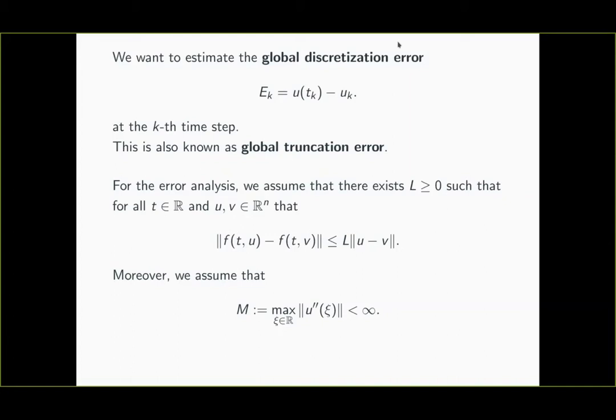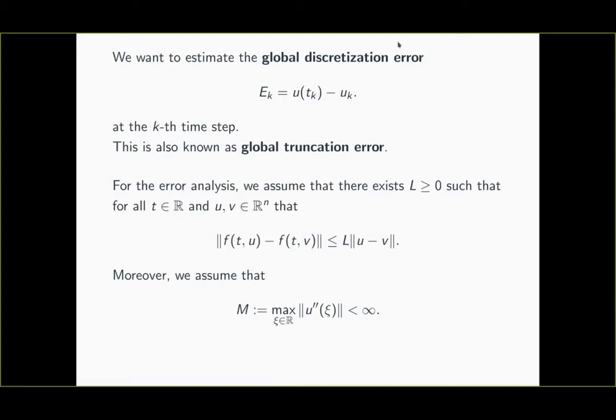I will continue calling it global discretization error. Some people call it global truncation error. This is really just about personal preference. Now, for the error analysis, we need to impose a few assumptions. On the one hand, we impose an assumption that should look very familiar to you at this point. Namely, we make an assumption on the right-hand side f.